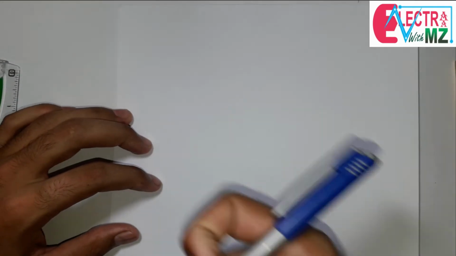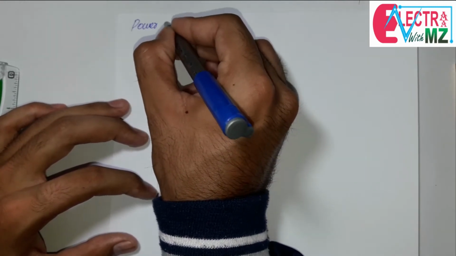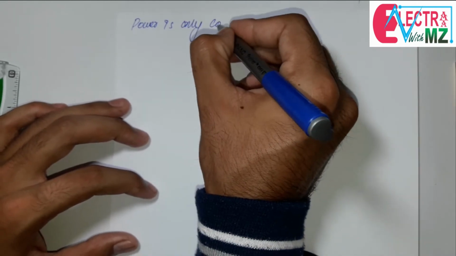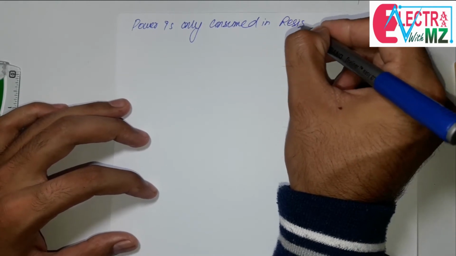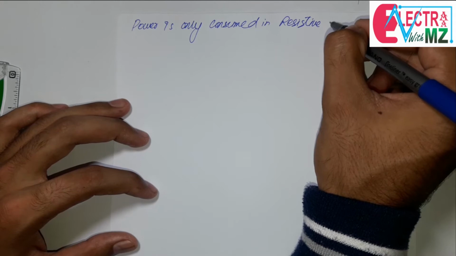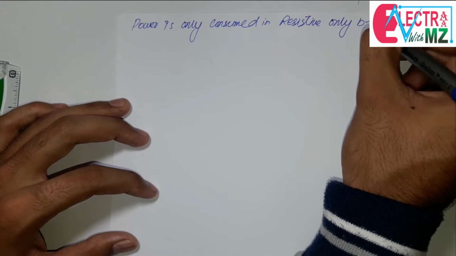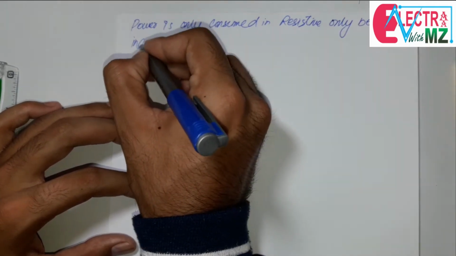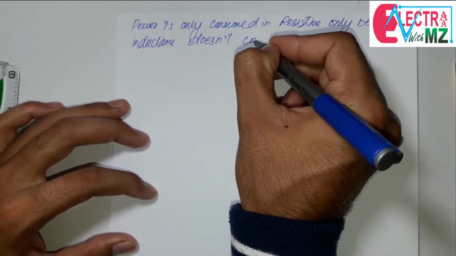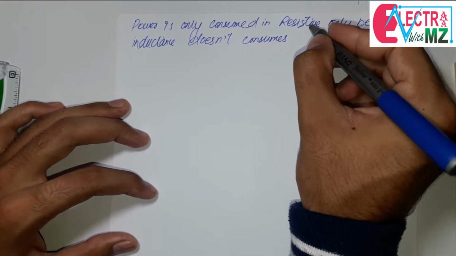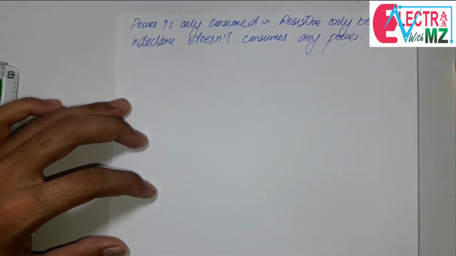Okay, so power is consumed only in the resistor, because the inductance does not consume any amount of power. Okay.